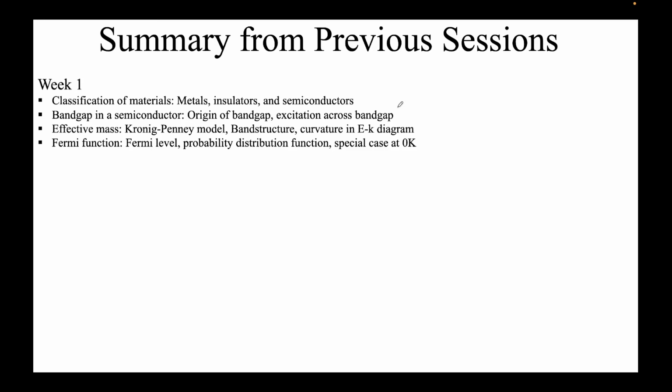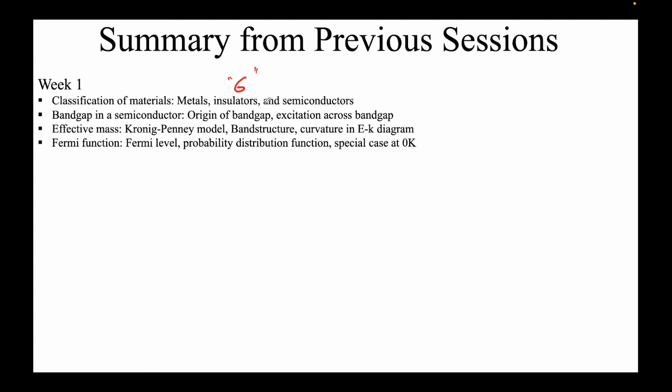Quick summary of the previous session. We classified the materials in terms of their electrical conductivity, denoted by the symbol sigma, into metals, insulators, and semiconductors. We saw that semiconductors are a class of materials which have tunable conductivity, so to speak, by virtue of doping.